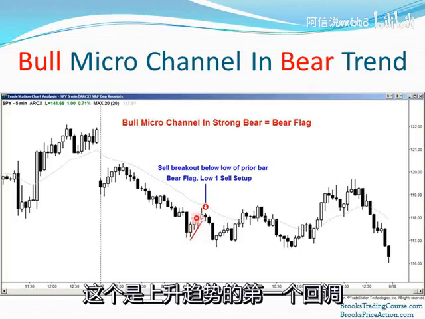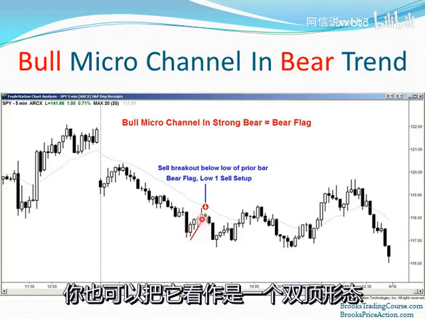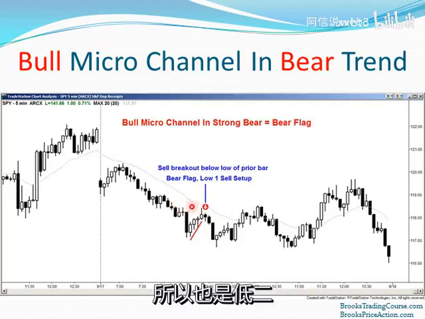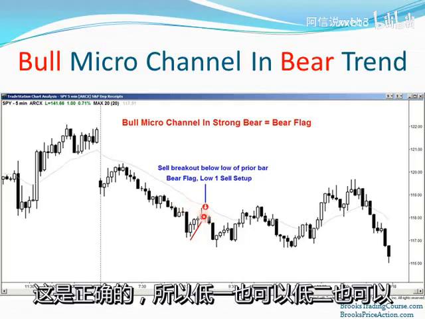It's a pullback in a bull trend, and it's the first pullback. You can also say, well, Al, it's a double top over here, so it's a low 2. That's correct. So you can call it a low 2 or a low 1.